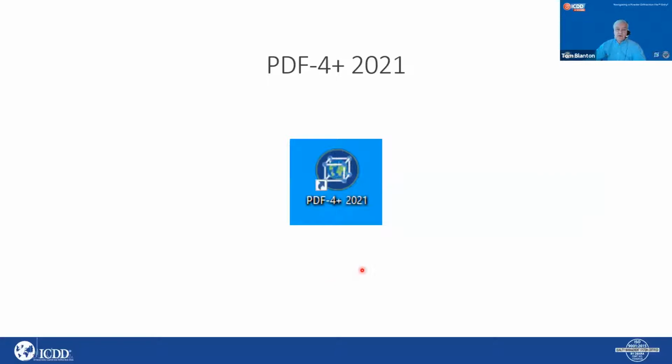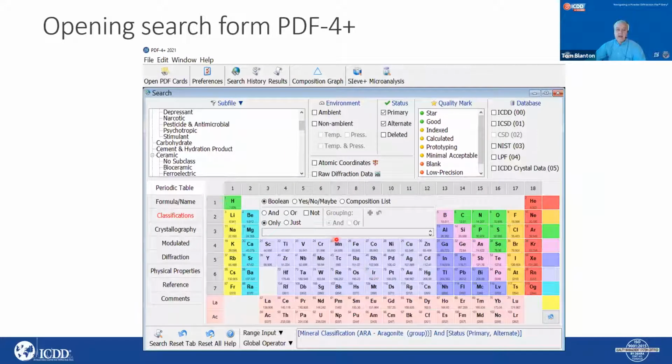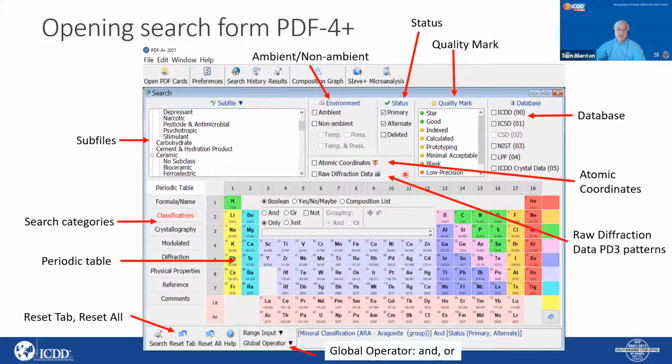So when you start with your PDF-4+ database, you have an icon on your desktop. You open up that icon, and what you will first see is what we would refer to as a data mining menu. Today, we won't be talking extensively about data mining. That will be a future webinar coming up in March. But I want to point out some of the things you should be aware of that are related to the PDF-4 database. And in particular, there are a number of search capabilities.